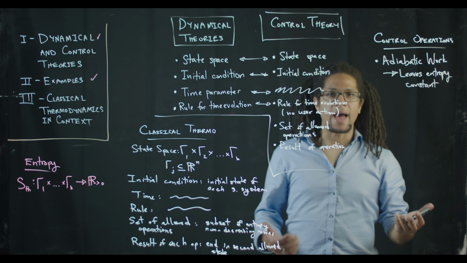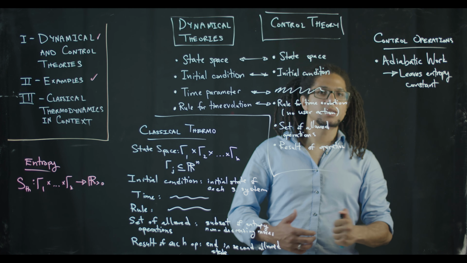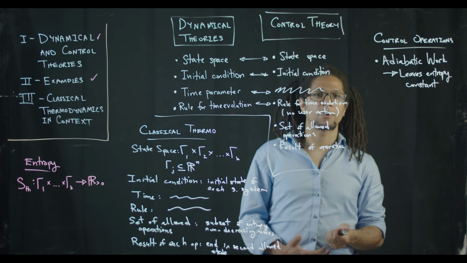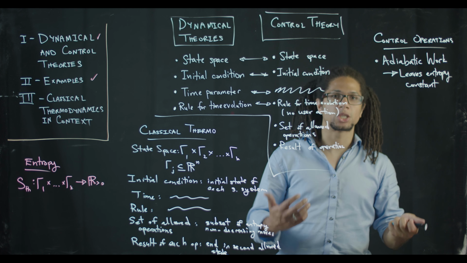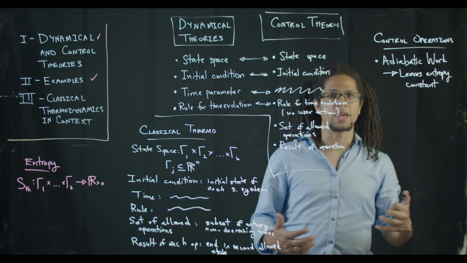An adiabatic work operation is one that leaves the entropy constant. It's called adiabatic, which more or less means done quite slowly, because typically the way that we achieve these operations or approximate these operations in real life is to change the parameters of a system very, very slowly, such that it equilibrates in a way that doesn't change the entropy at each point in time.